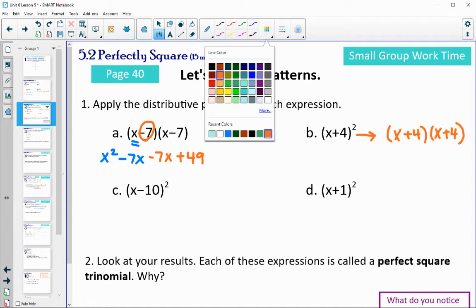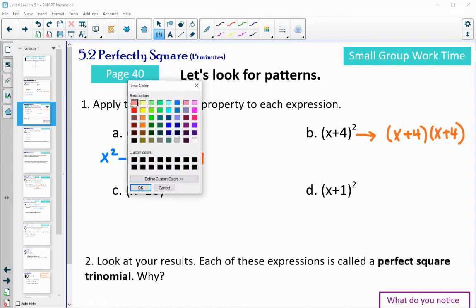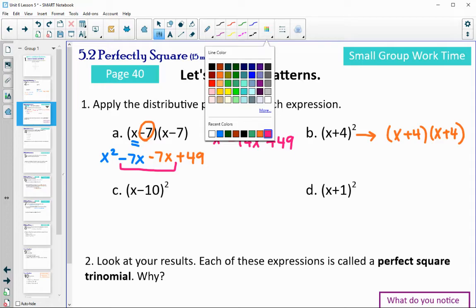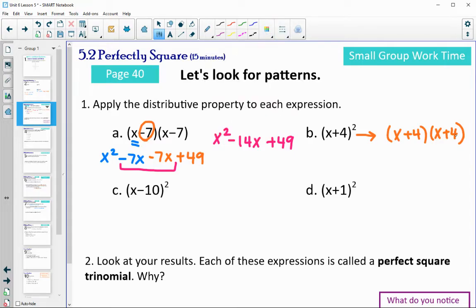And then we'll combine some like terms here to simplify. So we see that these terms we could combine. So we'll get x squared, negative 7x plus negative 7x is negative 14x. And then we have plus 49. Okay, for A. For part B, so we will again take the x and multiply it into both.